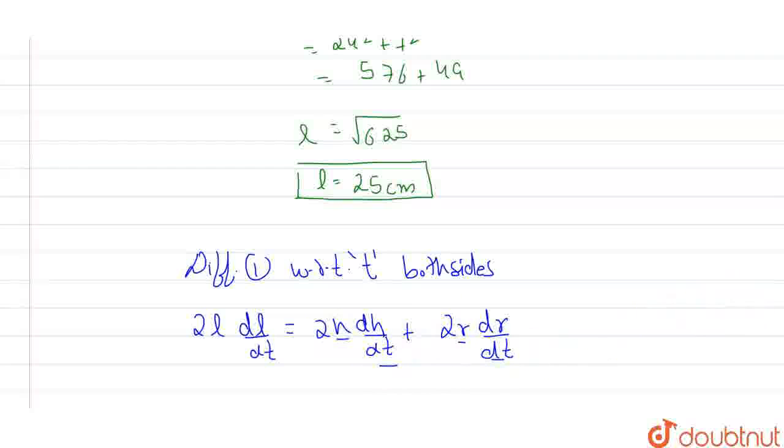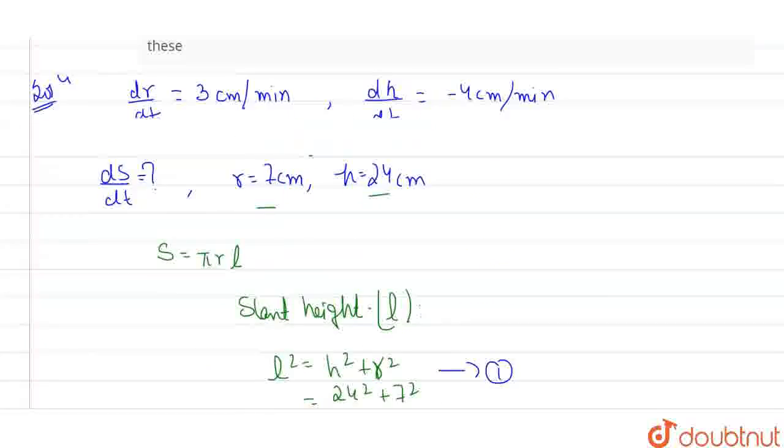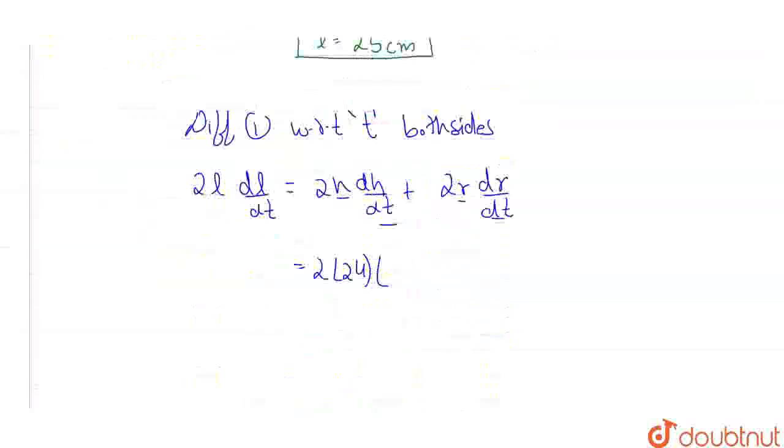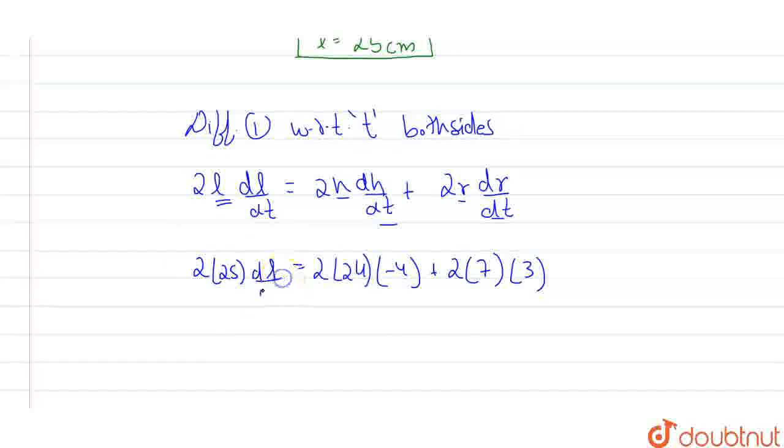Exactly. The value of h is 24, so we'll put the value of 24, and dh by dt we know. Let's go to the question. Yes, dh by dt is minus 4 and dr by dt is 3 centimeter per minute. So we will replace these values. So we will get 24 into minus 4, plus 2 into 7 into 3. Also we know the value of l, so we'll put the value of l. It will become 2 into 25 dl by dt.